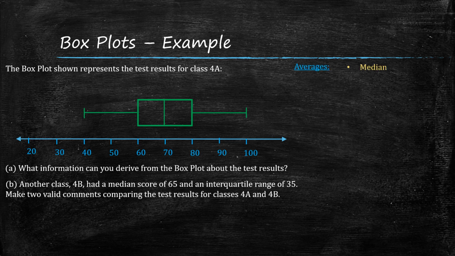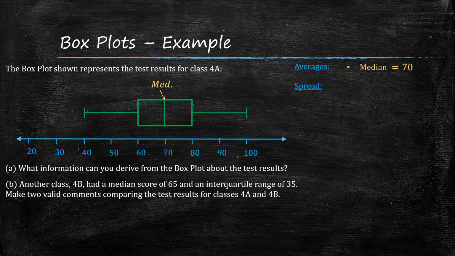So averages, what average can we read from the box plot? Well, we can read the median. The median is the vertical line within the box plot, and we can see that the median for this data set that the box plot represents is 70 because the vertical line is at 70.